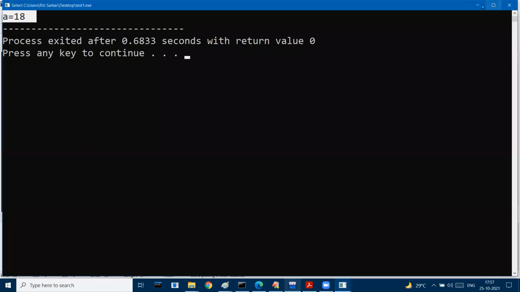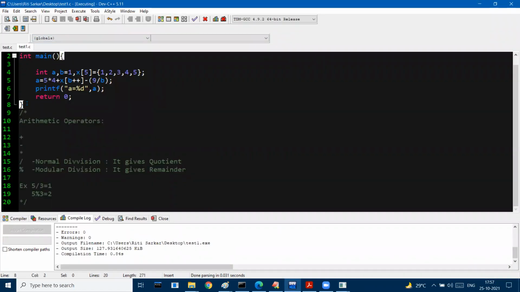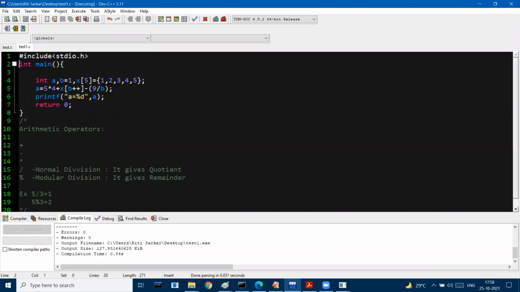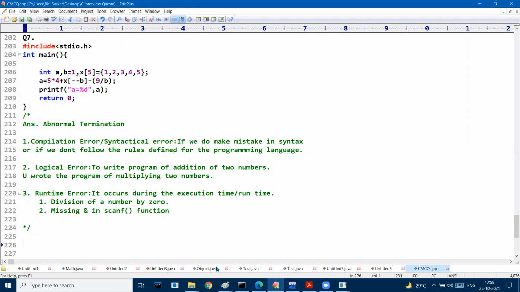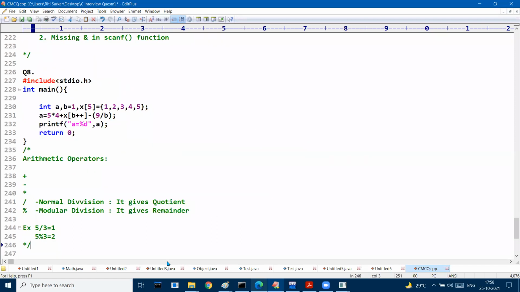Okay now, guys. That's it, guys. So tomorrow when we meet, we are going to learn another special operator, which is known as the sizeof operator.